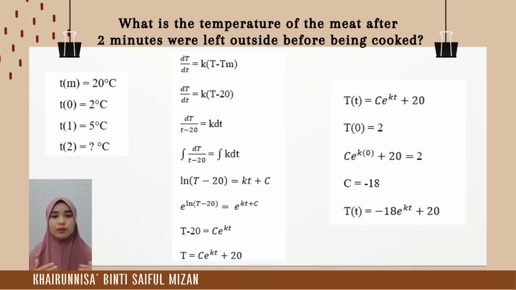Then 0 multiplied by k gives 0, and e to the power of 0 gives 1, so it will be c plus 20. We bring positive 20 to the right-hand side, and then we get c equal to negative 18. We replace the c into the equation, and then we get the temperature of the object at time t equal to negative 18e^(kt) plus 20.